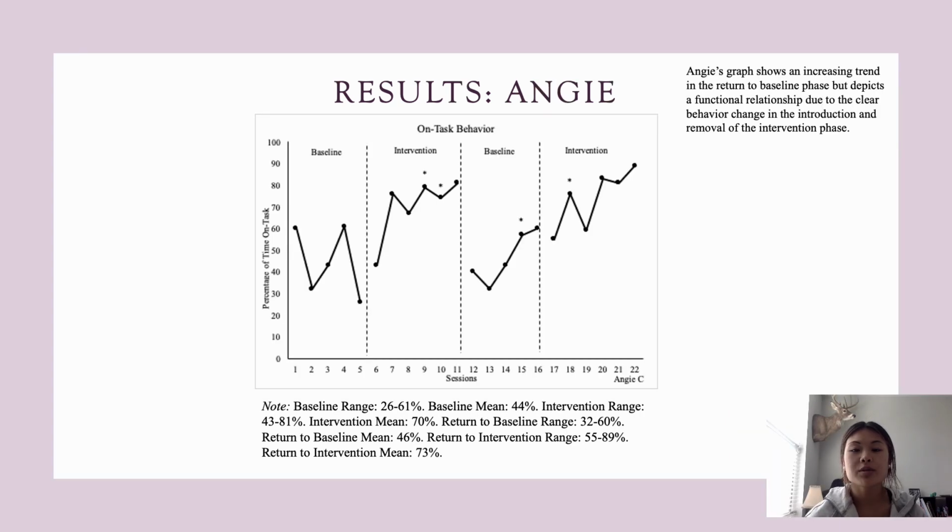So my results have shown an increasing trend in the return to baseline phase, which shows a functional relationship between my baseline and introduction and return to baseline phases. My range in the baseline was 26 to 61%. My baseline mean was about 44%, and the intervention range was 43 to 81%.